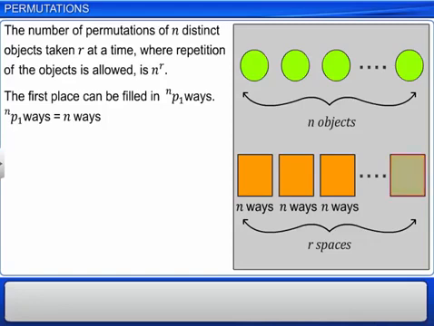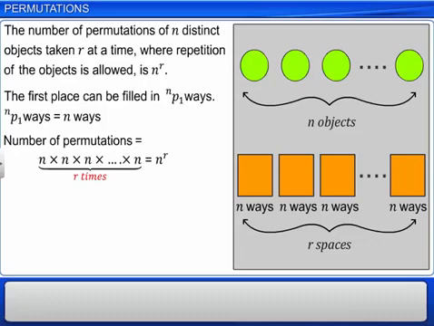Similarly, the rth place can also be filled in n ways. By the multiplication principle, the total number of permutations is equal to n multiplied by n, r times, which is equal to n power r.